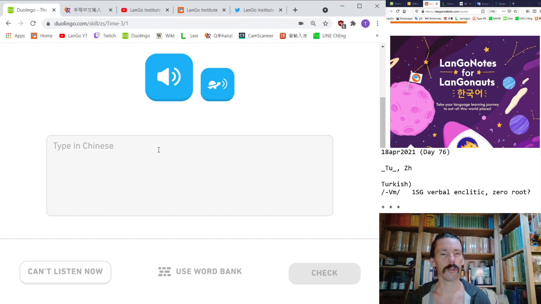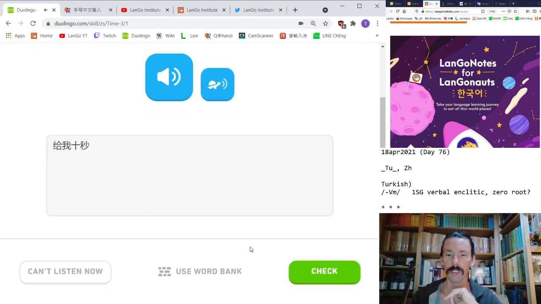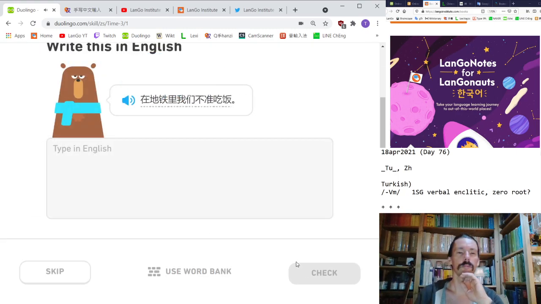Alright, where are we? Duolingo, we get there. What's this sense? 给我10秒。 在地铁里我们不准吃饭。 不准吃饭. Let's decode it, reading it from the end.